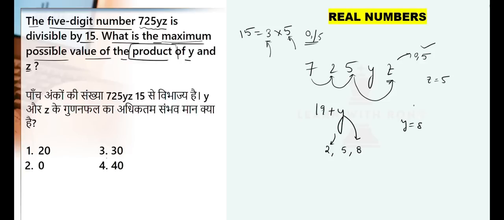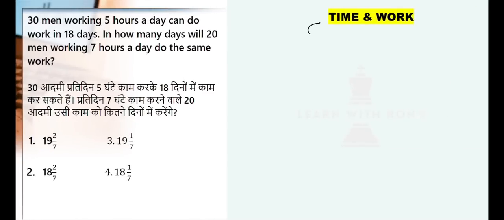They asked us the product of these values. So 5 times 8, how much? 40 is our answer, option number 4. Chalo, next question. Now let's solve the time and work problems.